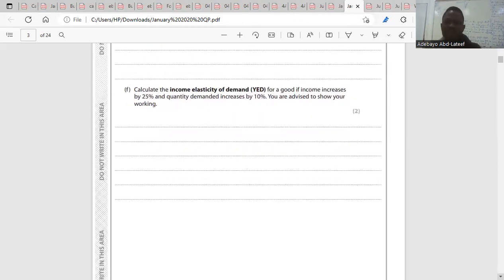It said calculate the income elasticity of demand for a good if income increases by 25% and quantity demanded increases by 10%. You are advised to show your workings. Before we go into that question, what is income elasticity?